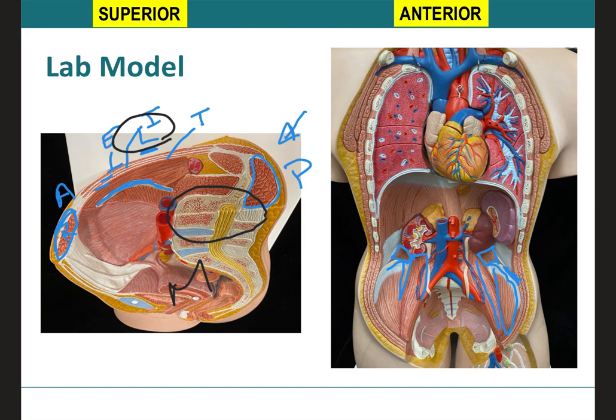I know it looks like a rib, but it's not a rib because it's on the lumbar region, right? Aren't these your lumbar vertebrae? Look at the sacrum down here.